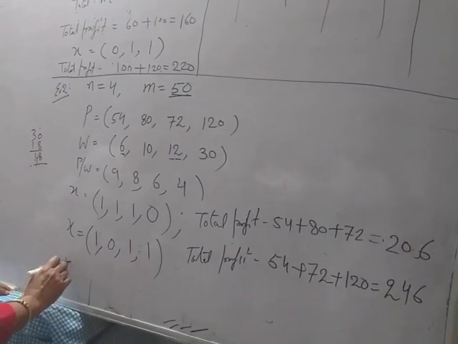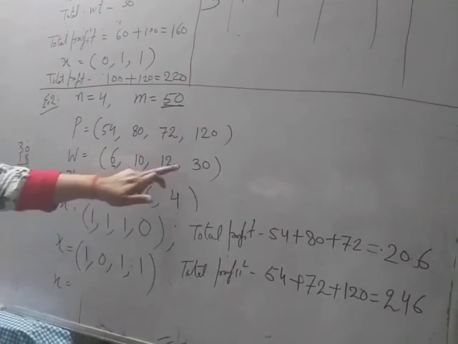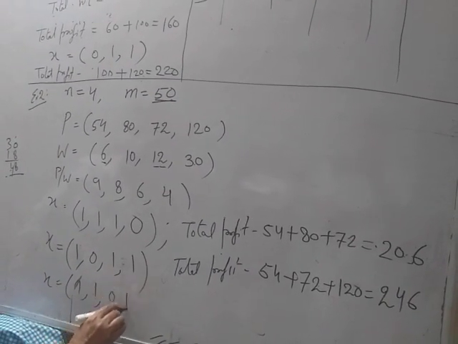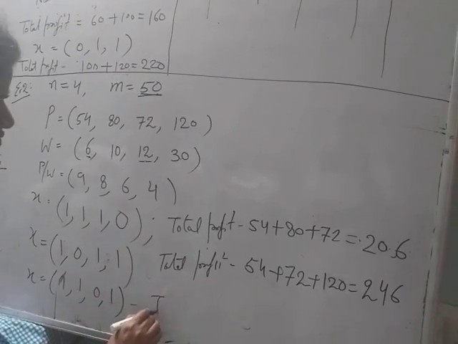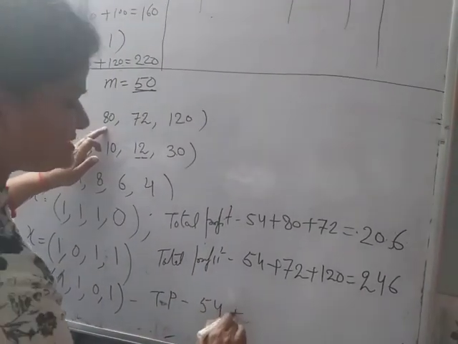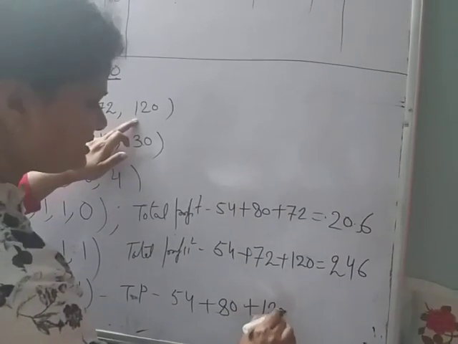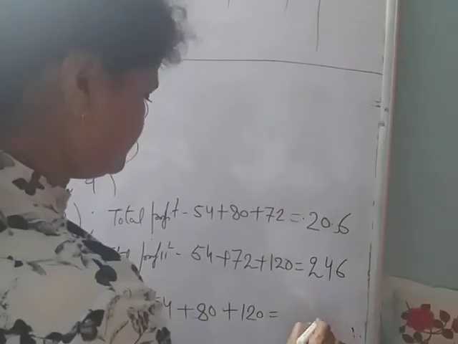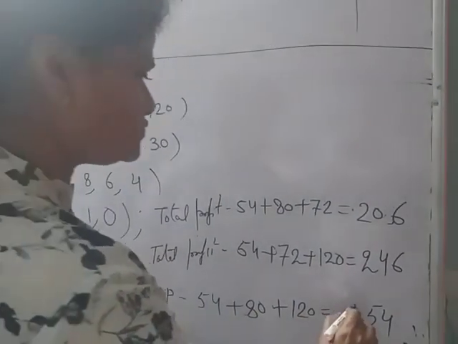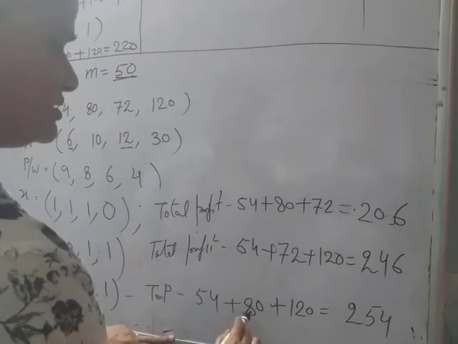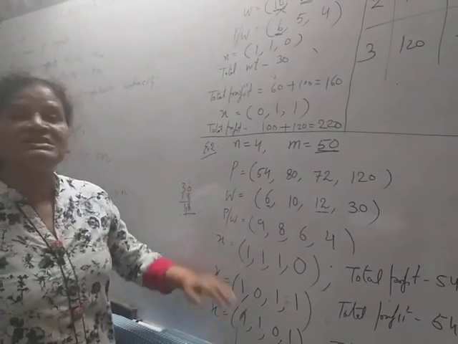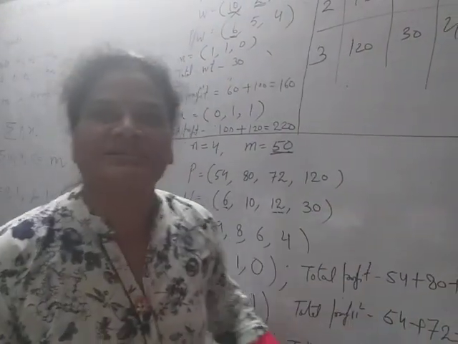There can be one more solution, like x equal to 6, 10 and 30, that is 46. So we can consider it like 1, 1, 0, 1. This is another solution. For this solution the total profit TP is 54 plus 80 plus 120, that is 254. Now see, 1 1 0 1 is the optimal solution that is giving the maximum profit for this problem.